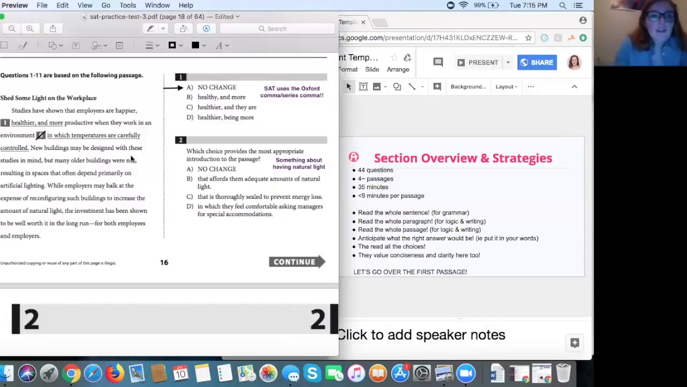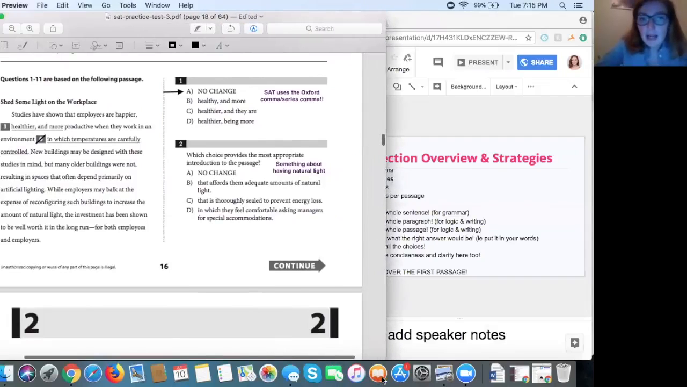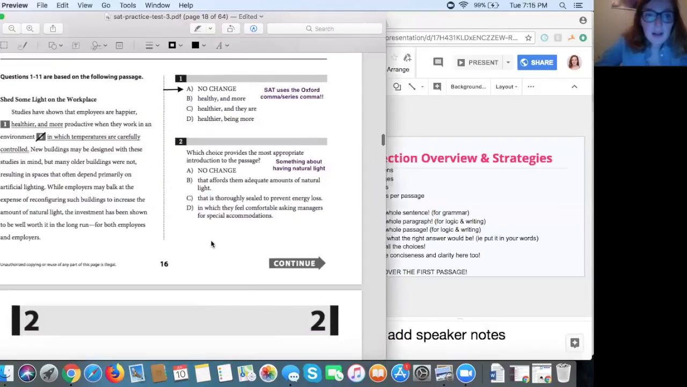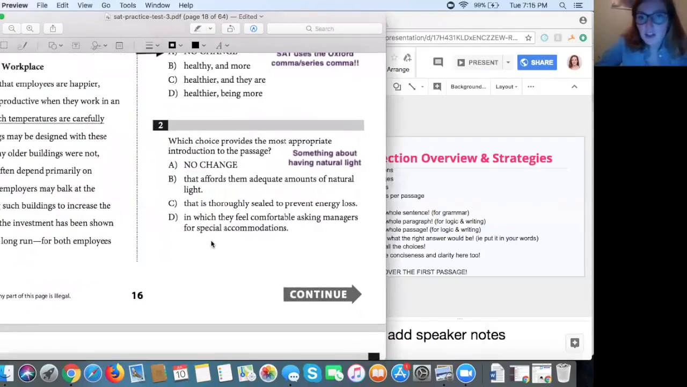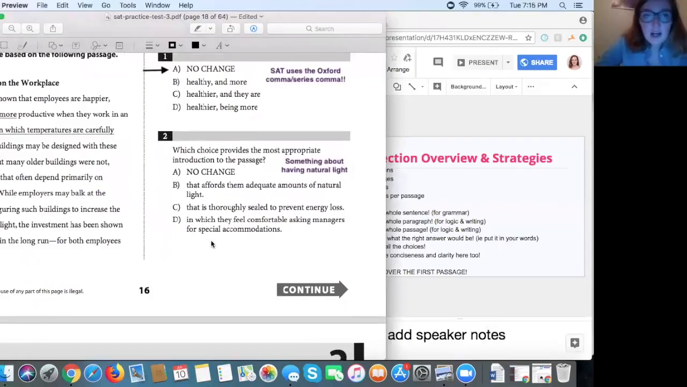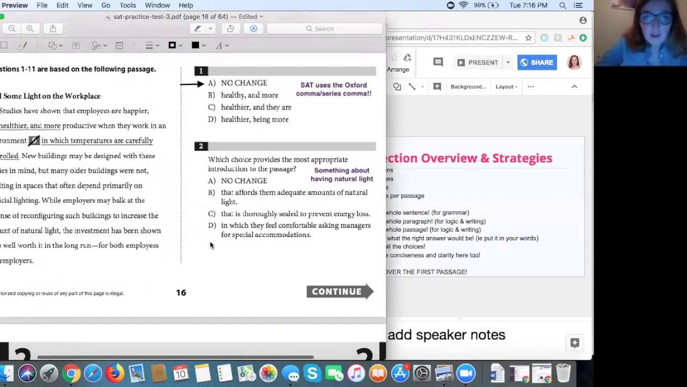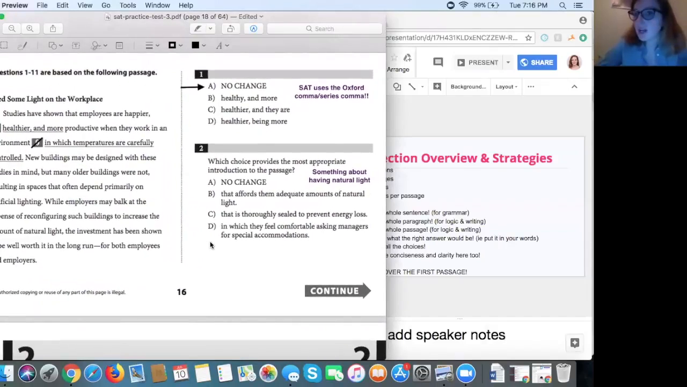When they work in an environment in which temperatures are carefully controlled, which choice provides the most appropriate introduction to the passage? So the first impulse that a lot of your students are going to have with a question like this is they're going to say, oh, well, that's grammatically correct. Sure, yeah, I mean, in which the temperature isn't fluctuating, that sounds like a great situation. And they are going to try to rush through to the next question.